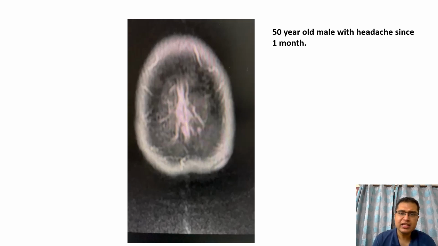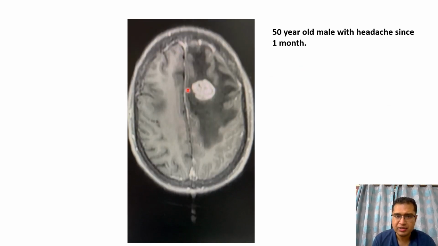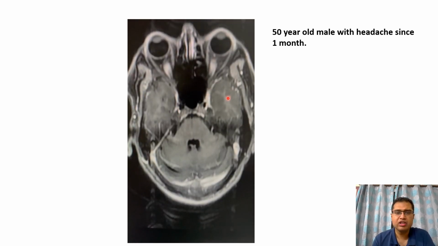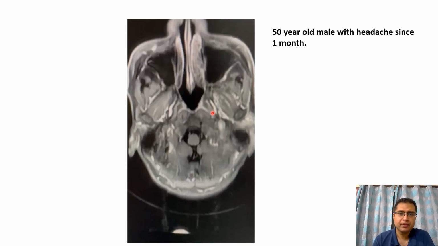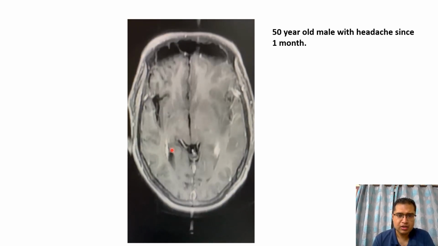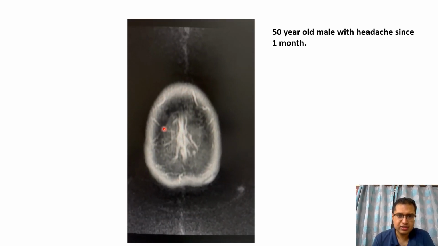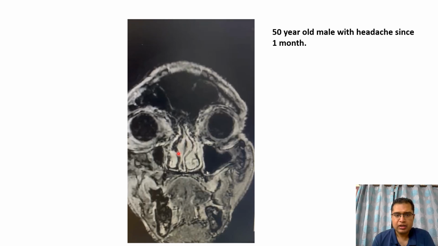So coming to my next case, here we have a 50-year-old male with headache since the past 1 month, and this is the MRI of this patient. These are the axial T1 post-contrast images where we can see a large ring-enhancing lesion in the left frontal region with disproportionate surrounding vasogenic edema, and a few other ring-enhancing lesions in the right frontal region and temporal region.